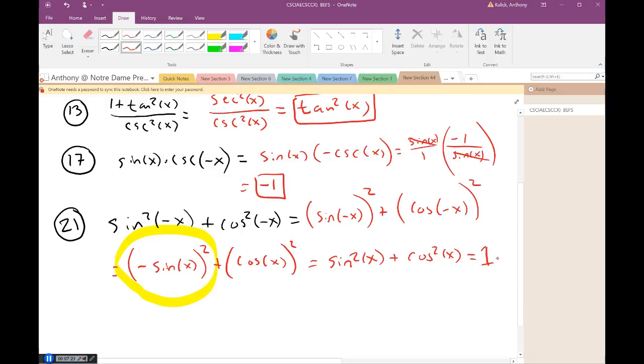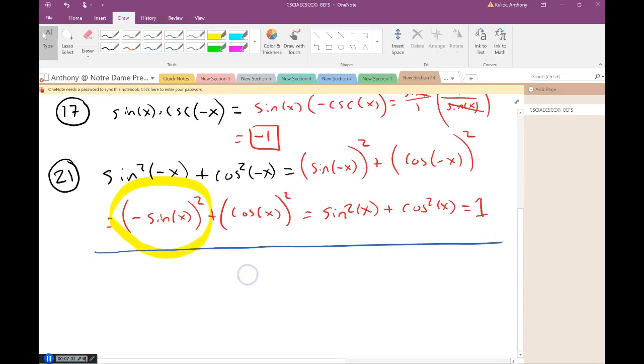No. So if you wanted to do that, you'd have to do a change of variable. But if you say let a equal negative x, you can say that sine squared of a plus cosine squared of a is equal to 1. But I would require that you at least did that change of variable thing.